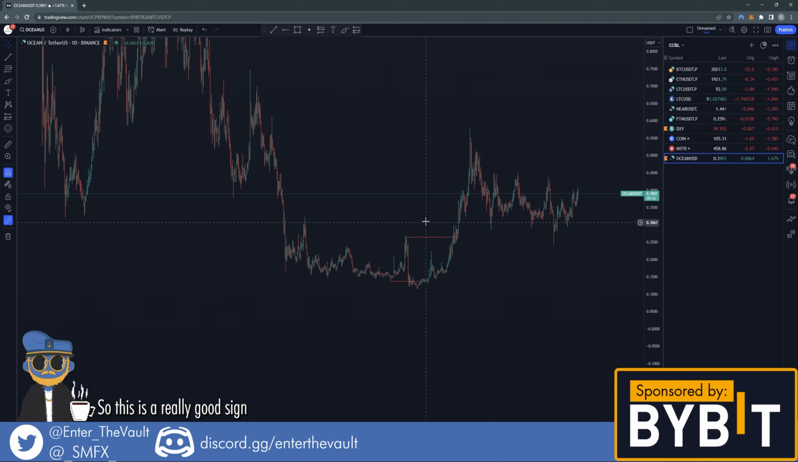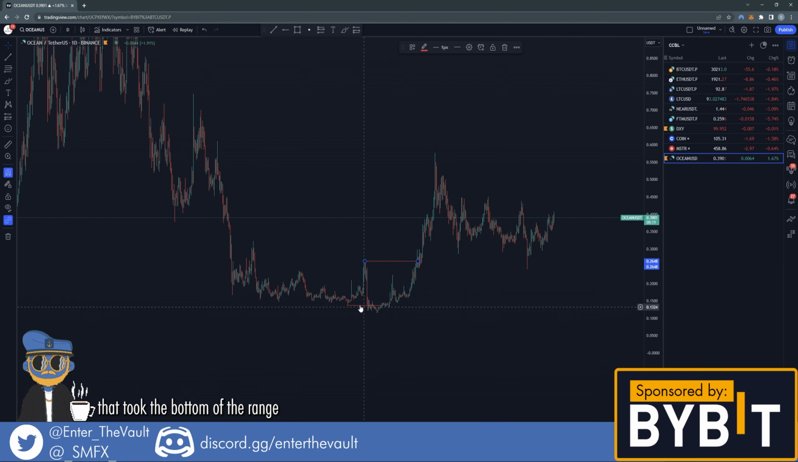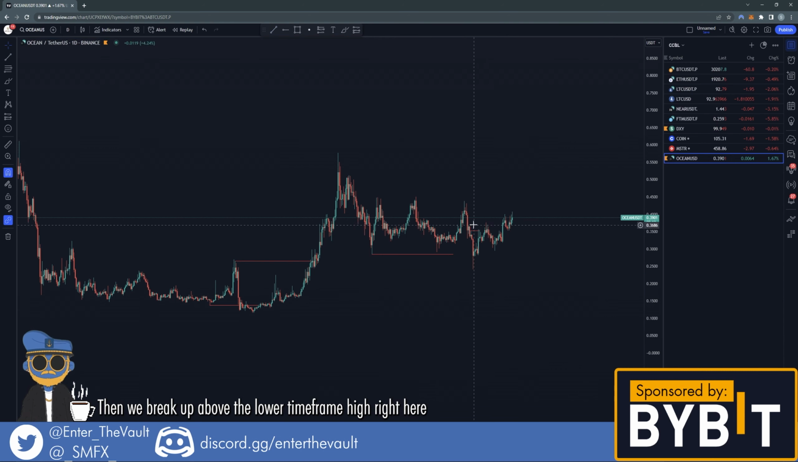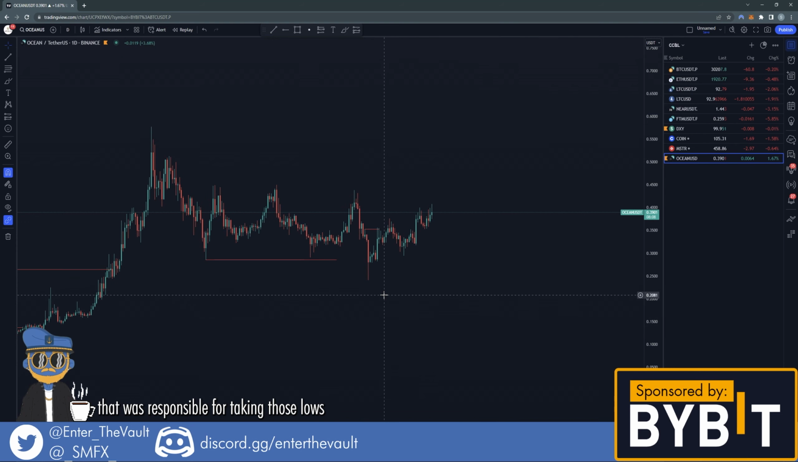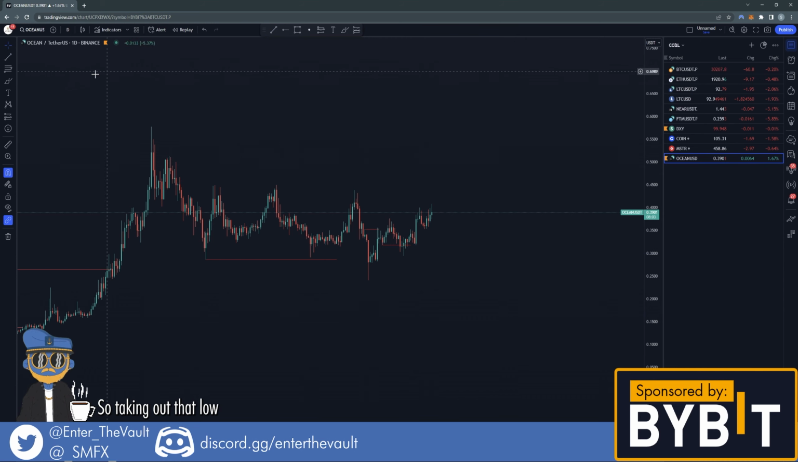Okay, so this is a really good sign the price was actually accumulating. You have a range and then you have a sweep of the range. Okay, and then we break up above the high that took the bottom of the range. Then we return to that high and we start to see some more accumulation here, take out both of these equal lows. Then we break up above the lower time frame high right here that was responsible for taking those lows. And then what do you know, we get more accumulation here. So taking out that low and then breaking up above the high that took that low.